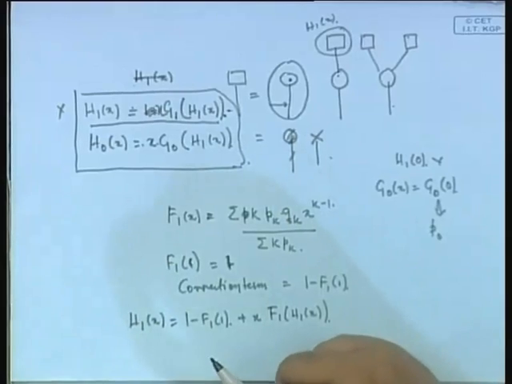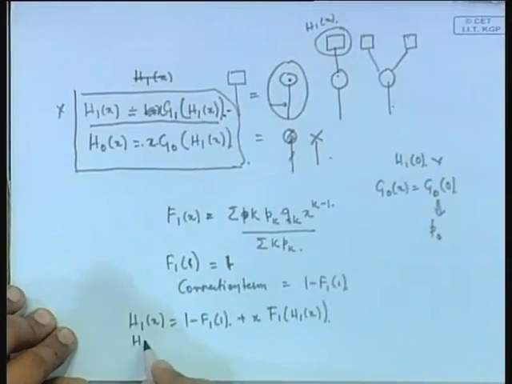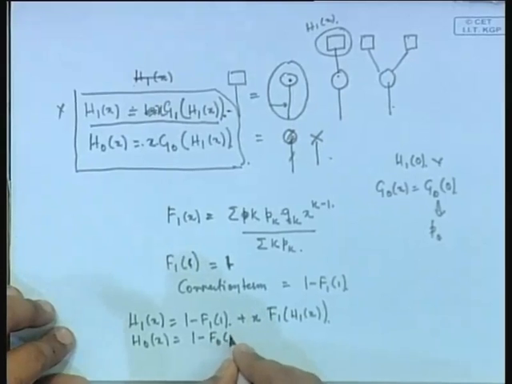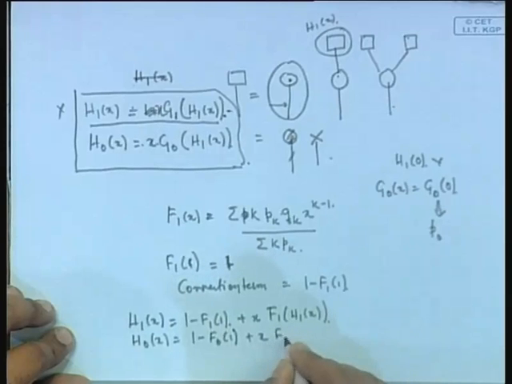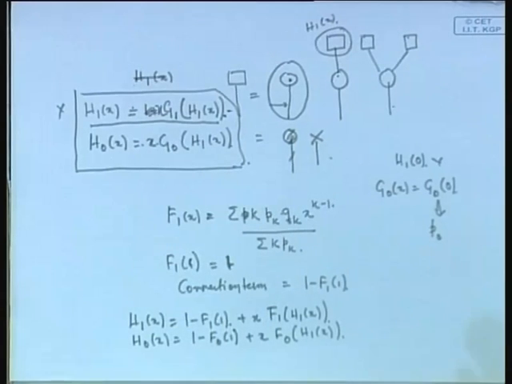So, there will be edges which are dangling, there will be edges which are dangling. Okay. So, you have a finite probability that you pick up a random edge and you reach and you see there is no component. Okay. So, that is why you have this correction. Similarly, for h0(x), you have this correction and you write 1 minus f0(1) plus x f0(h1(x)). Okay.